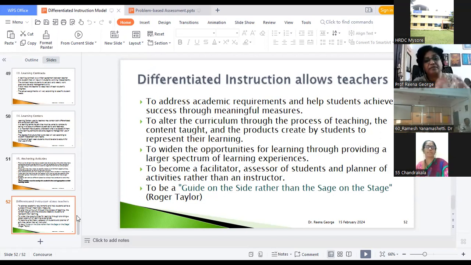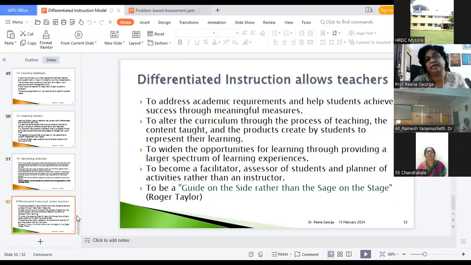Then, to become a facilitator: the teacher is now becoming a facilitator, assessor of students, planner of activities rather than an instructor. So the teacher is no more a sole instructor, but a facilitator. We must assess the student, we must plan the activities, and we must be resourceful.